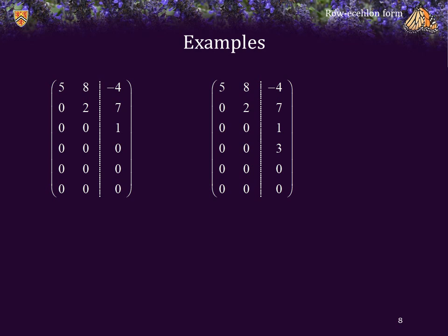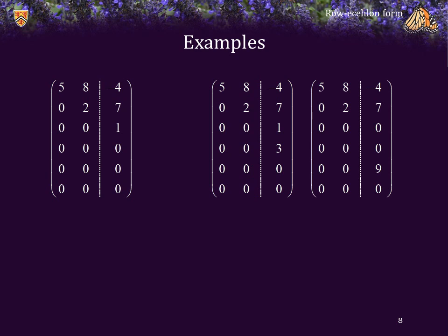This matrix is not in row echelon form because rows 3 and 4 both have 2 leading zeros. This one is not in row echelon form because rows 3 and 4 are 0 matrices, but they come before row 5, which is a non-zero row.